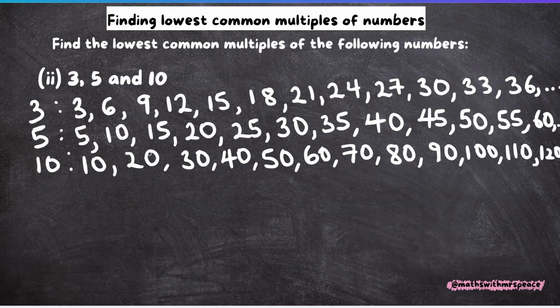So let's observe our list of multiples of 3, 5, and 10 so we can pick out our common multiples. Again, you have to be careful and make sure that whatever you select as a common multiple must be common to all three numbers. So the first common multiple between the three numbers we can see here is 30. I'm going to go ahead and underline 30. And the next common multiple we are going to get will be 60.